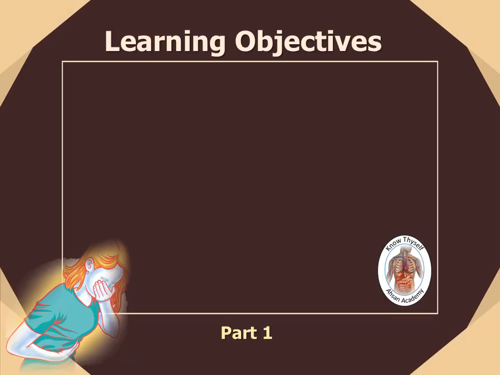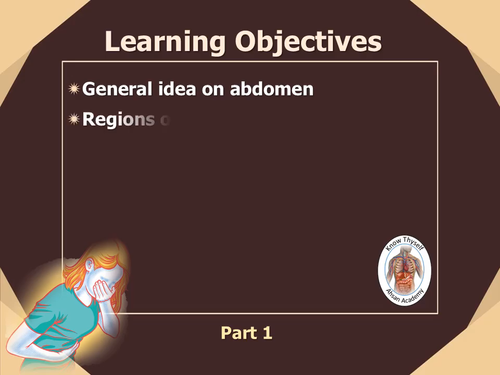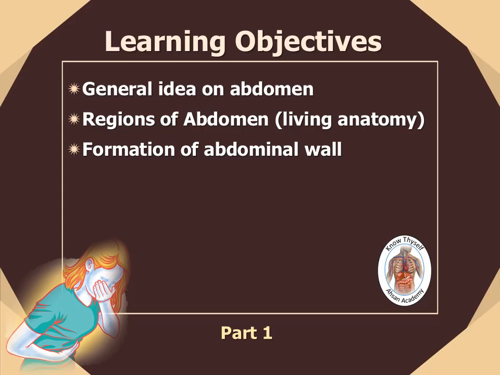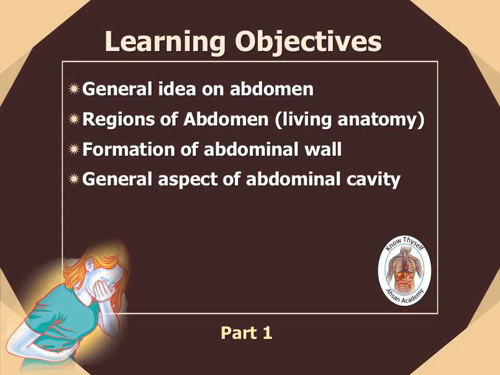In this part 1, let me discuss the general idea on the abdomen, the regions of the abdomen, and we will try to draw that on the living surface. How the abdominal wall is formed and the general aspects of the abdominal cavity will be discussed, and finally at every stage we'll try to correlate the subject clinically.